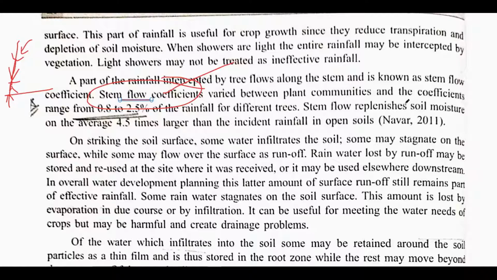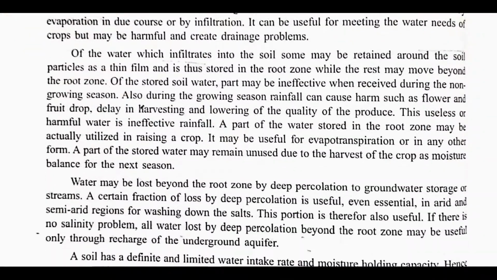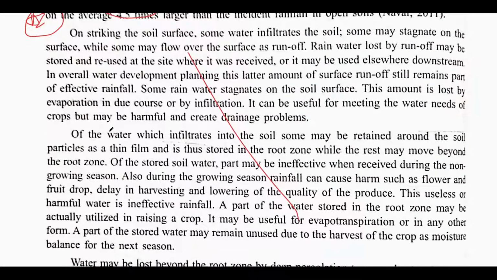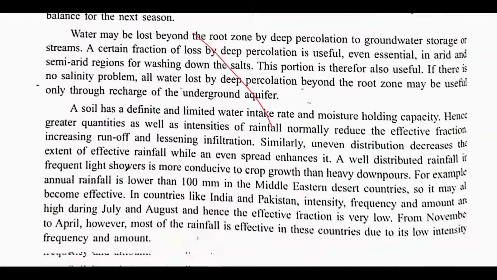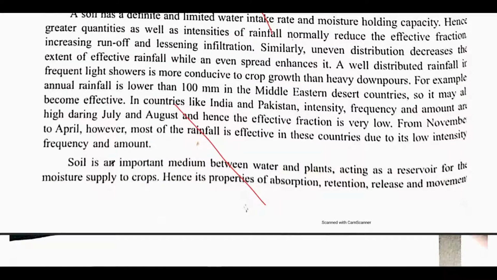So the coefficient of stem flow ranges from 0.8 to 2.5%. This is very important, and basically it has been seen in maize crop. Rest of this you can skip, it is not important. You can go through it once if you want.